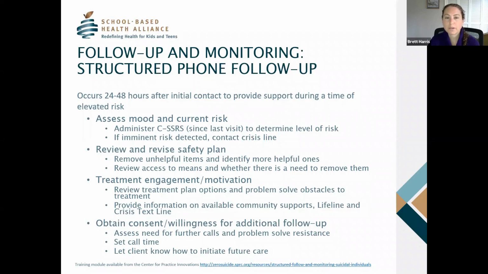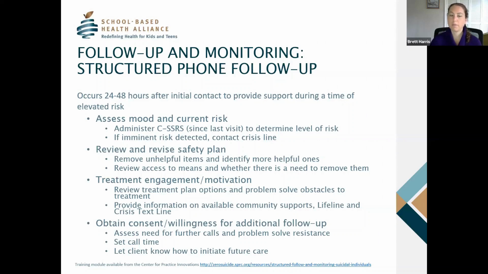Now, the follow-up and monitoring, the structured phone follow-up, which I mentioned. There's strong evidence about the impact of the safety planning intervention followed by the structured phone follow-up, both with adolescents and adults. So these are all evidence-based practices. This would happen 24 to 48 hours after the initial contact. That provides support during a time of elevated risk. So you want to assess mood and current risk. You could administer the Columbia screen again to see the level of risk, and then if there's imminent risk, contact the crisis line.